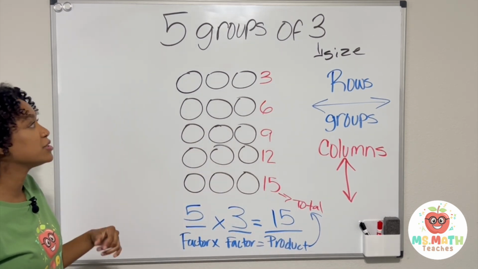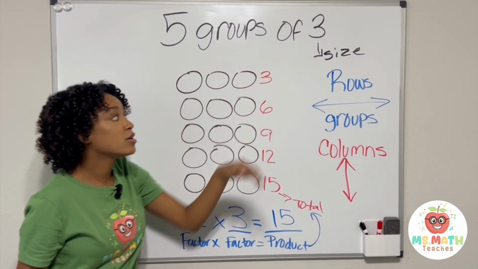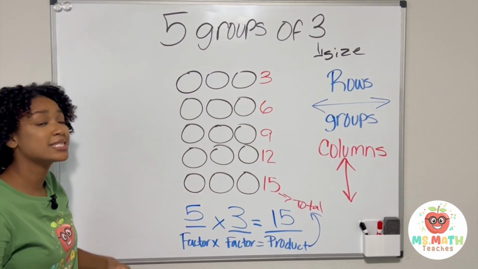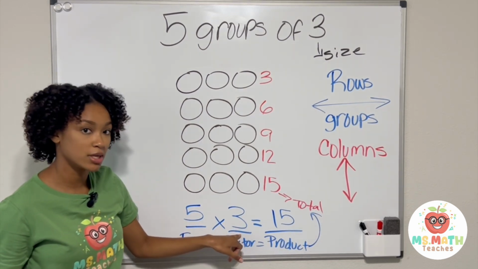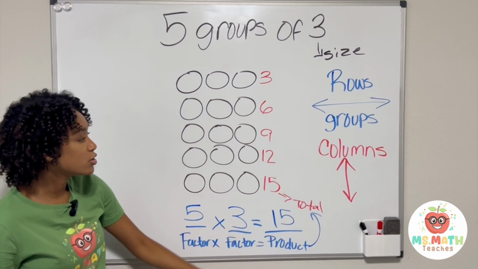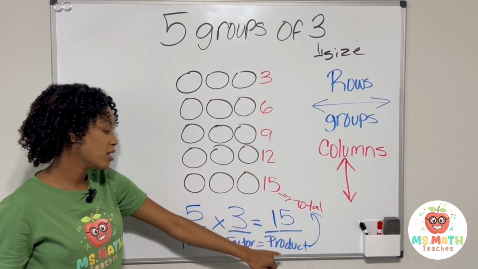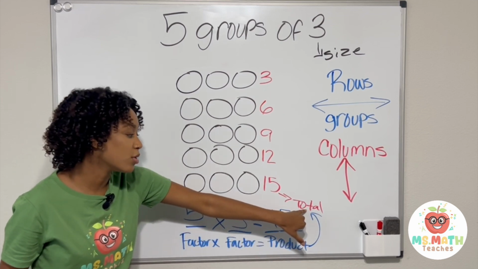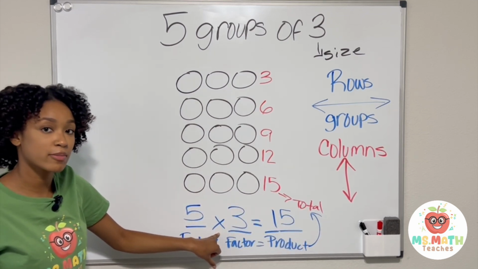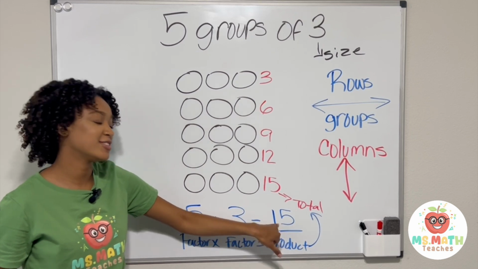Once again, what did we do? 5 groups of 3. So 5 groups of 3 already tells us we're doing 5 times 3. So 5 times 3 equals the total of this array, which is 15. Product means the total of a multiplication problem. So our product here is 15.